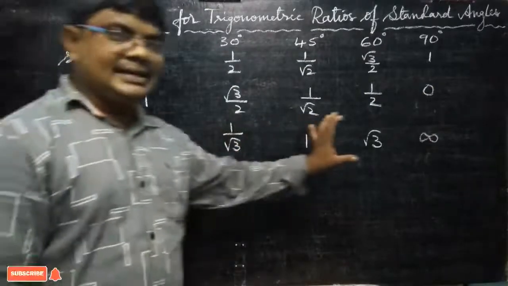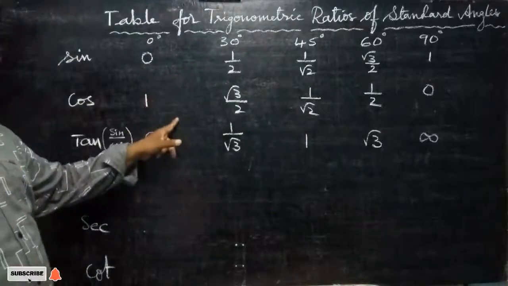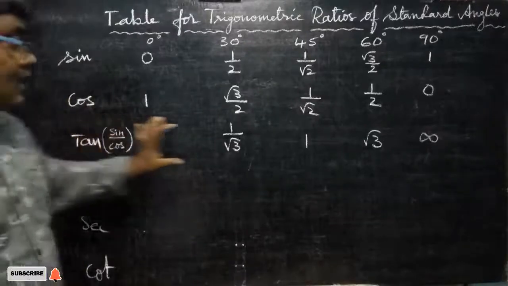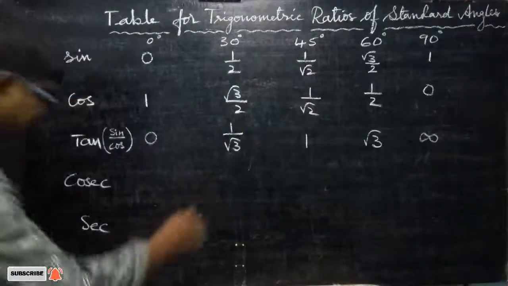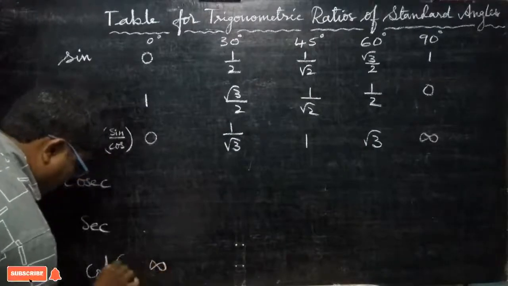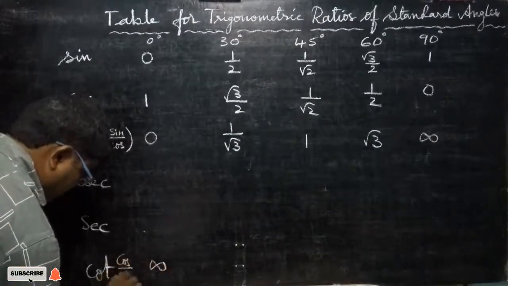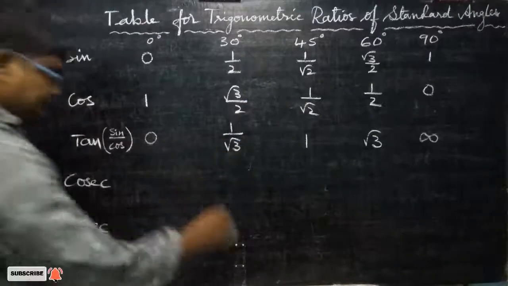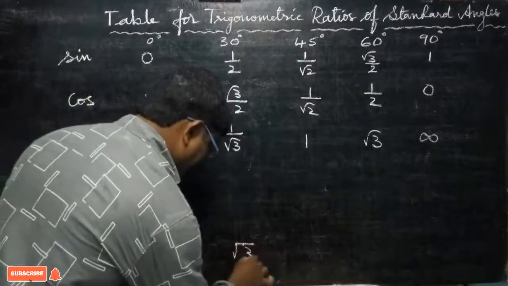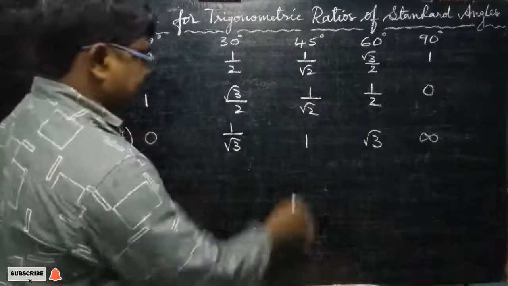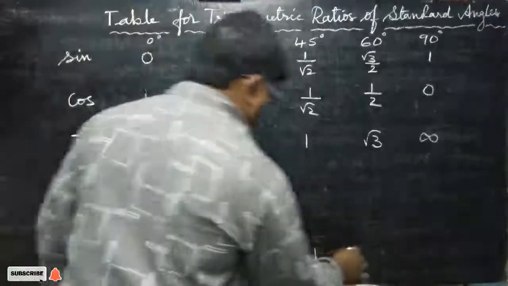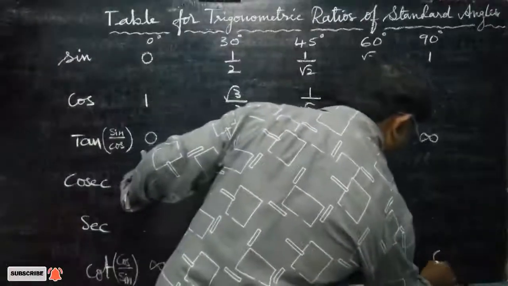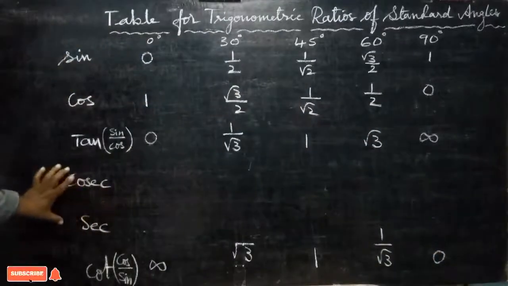Now everybody understood tan. How easy is sine? Cos is the reverse, and divide sine by cos. What you got is tan. The reverse is cot. Infinity. Why? Cos by sine. What is cot? Cos by sine or 1 by tan. Reciprocal. Infinity, root 3, root 3, next 1, 1 by root 3, 0, 0.